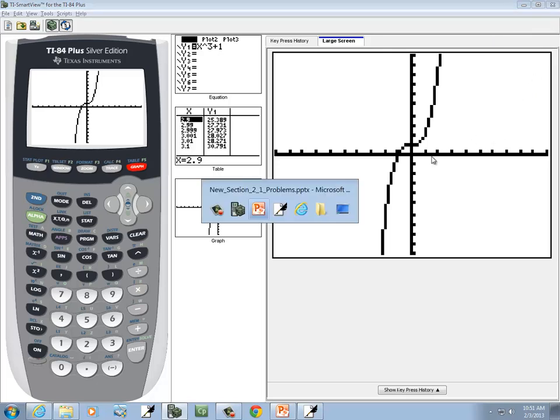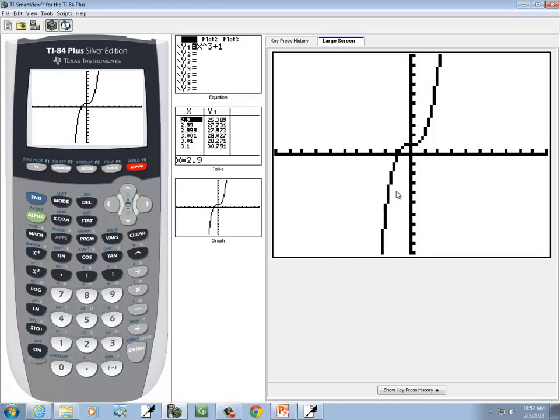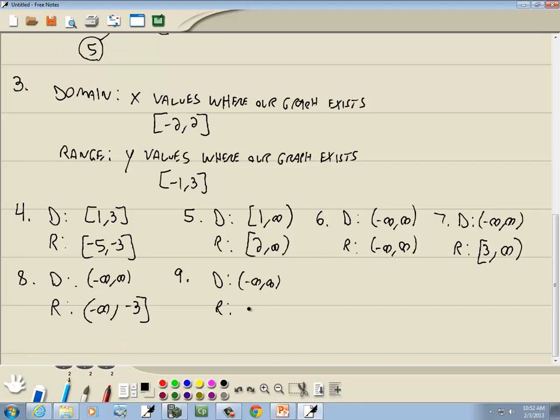So our domain is going to be negative infinity to positive infinity. Now the range is a lot easier to see on this one, because this is pretty well going straight down. So it's obviously going to keep going straight down to negative infinity, and this is almost going straight up, so it'll keep going up to positive infinity. So our range is going to be negative infinity to positive infinity.